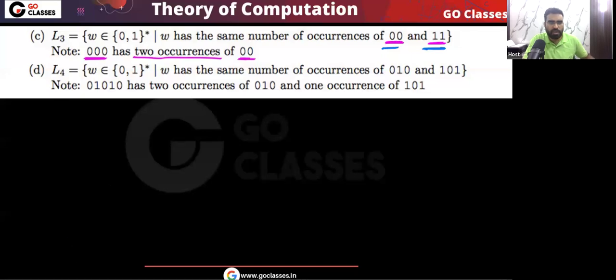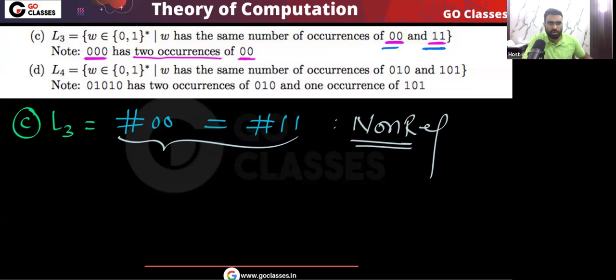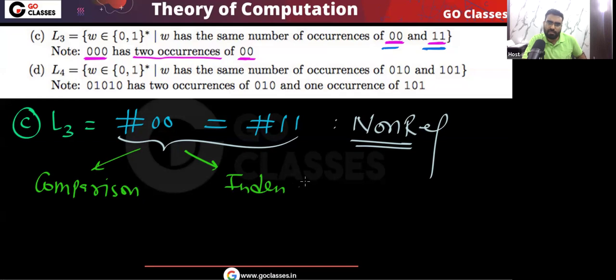Look at option C. First, I am discussing option C, which is L3. Here the number of 00 should be equal to the number of 11. There is a comparison here and they are independent of each other. So this language is non-regular. Why? Because you can easily see, first of all, there is a comparison. Also, they are independent of each other.